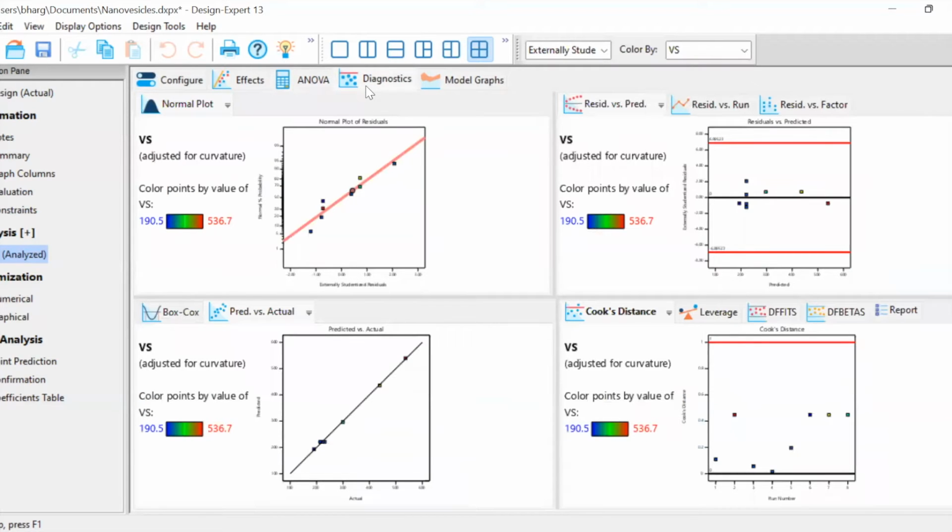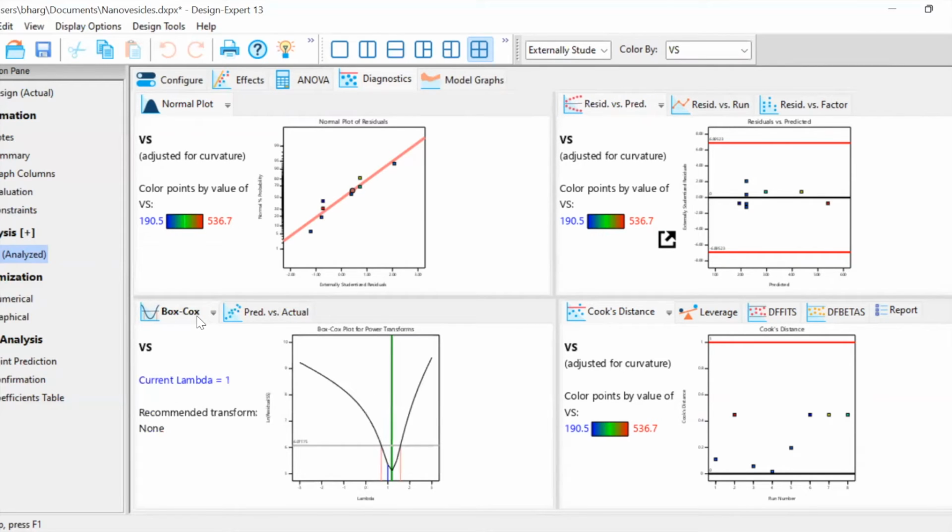And from the diagnostics, it can be observed that the first one, the normal plot of residuals, follows a normal straight line distribution, and generally look for sometimes S-shaped curves, which indicate a transformation may provide better results. Residual versus predicted, residual versus run, residual versus factor: these indicate random scattering, which indicates significance of that particular model. And the Box-Cox plot indicates transformation is not required.